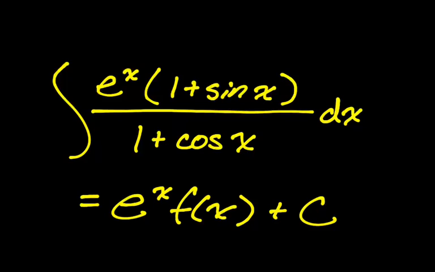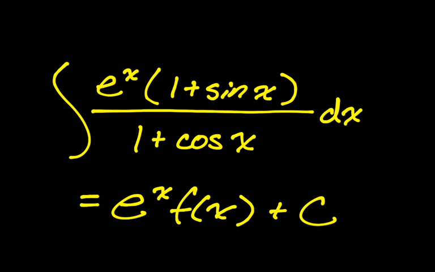Okay, in this video we are going to tackle this problem. It's the integral of e to the x times the quantity 1 plus sine of x over 1 plus cosine of x is equal to e to the x times f of x plus c. So I think we could actually solve it without knowing that it equals e to the x f of x plus c, but we were given that, and so we're going to take advantage of it.